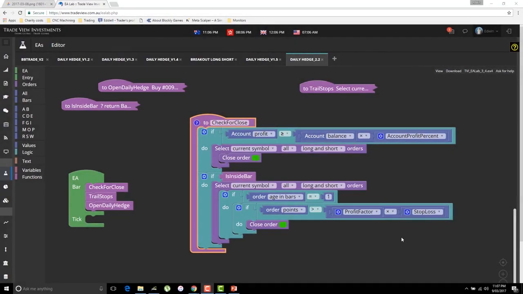Yeah, so what we're doing here is we're looking at how much profit the order is in points, and comparing that to the stop loss multiplied by some factor. So if we say the profit factor is 2, and the stop loss is, say, 10, then what we're looking for is the order to be in 20 points profit, and if it is, then we'll close it.